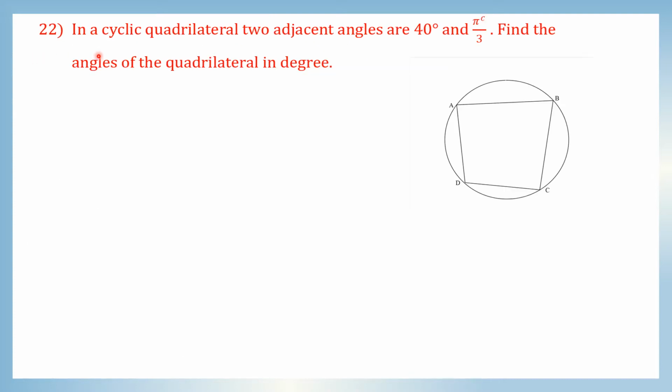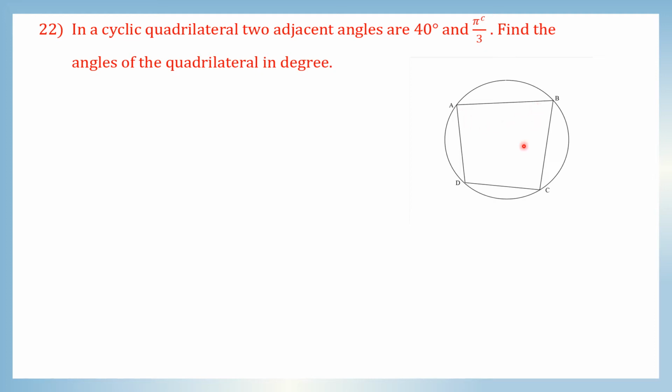Example number 22. In a cyclic quadrilateral, two adjacent angles are 40 degrees and π/3 radian. Find the angles of the quadrilateral in degrees. We know that here is a cyclic quadrilateral ABCD. Two adjacent angles are 40 degrees and π/3. Suppose here is A 40 degrees and B π/3. Given first is 40 degrees, second is π/3 radian. We have to find the angles of the quadrilateral in degrees.